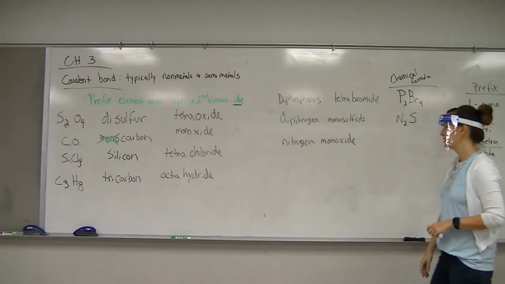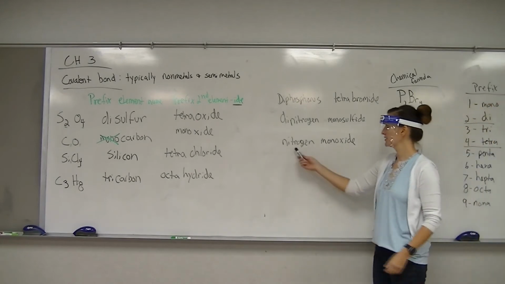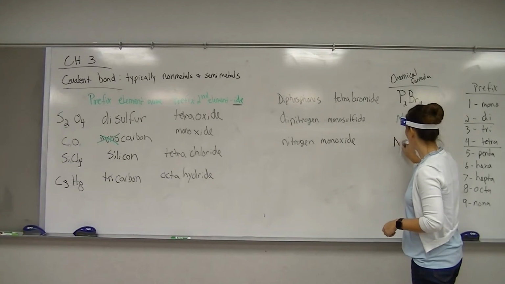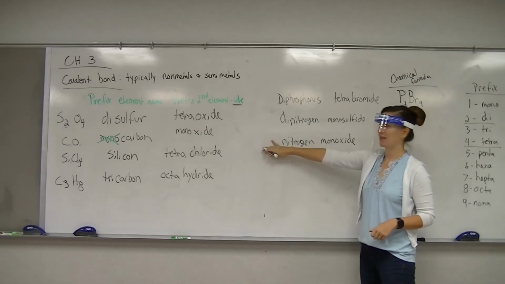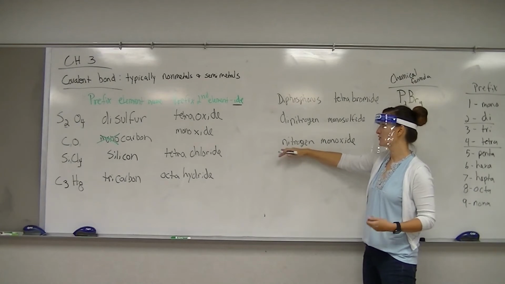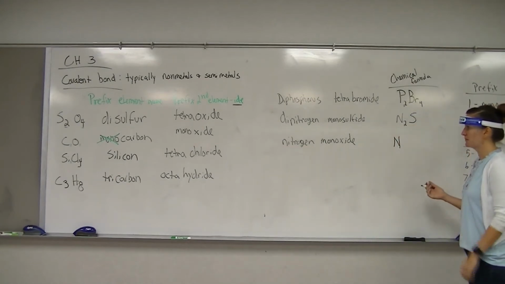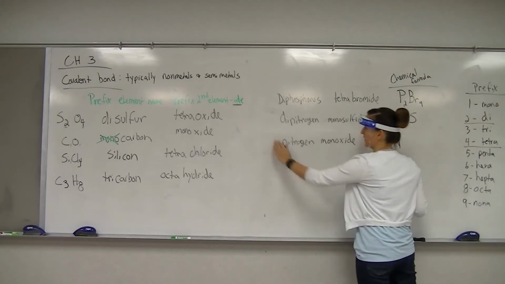The next one, nitrogen monoxide. Notice, we have nitrogen again, so that's just N, but there's no prefix in front of nitrogen. It's the first element present. So if there's no prefix, what does that tell us? There's just one of them, right? Because we leave the mono off if there's only one.